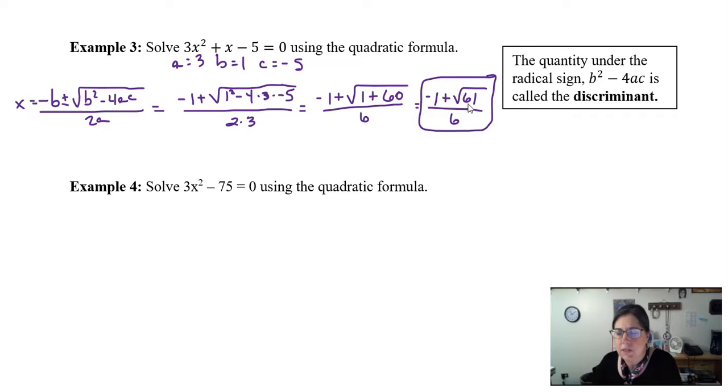Because the square root of 61, I can't get a nice number out of it. It's a number that continues on. So in exact form, that's what I would put down for my answer. Now, the nice thing about exact form is when you go to do the opposite, the only thing that's changing is this plus is becoming a minus. So it would be negative 1 minus the square root of 61 all over 6. So the second answer in exact form is identical except for that minus sign.